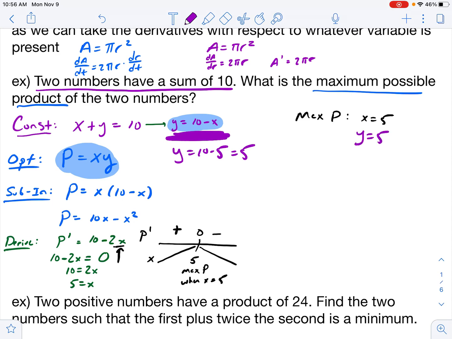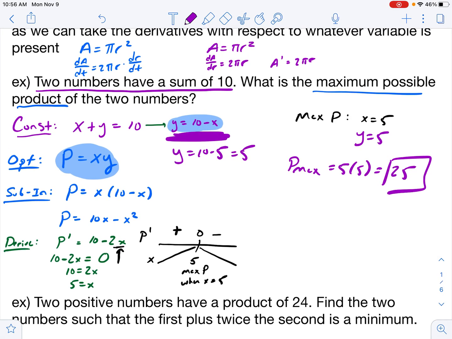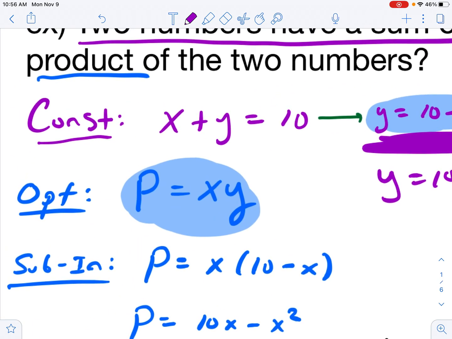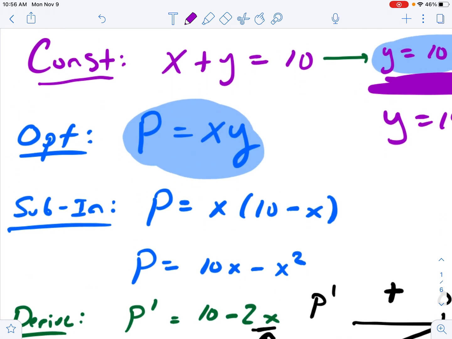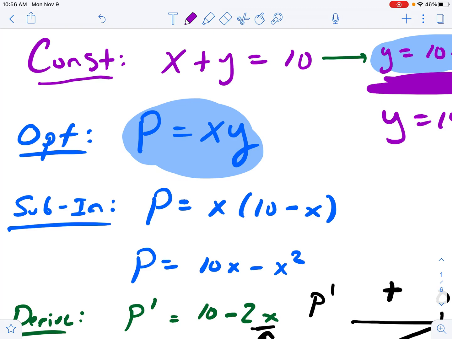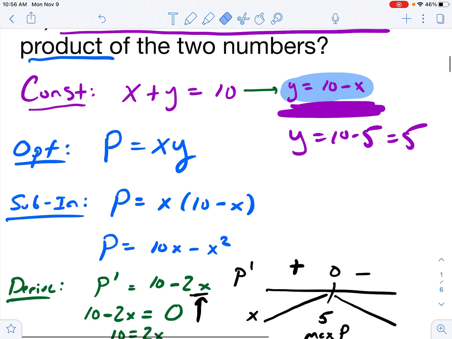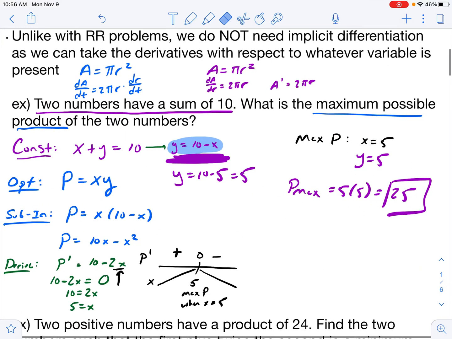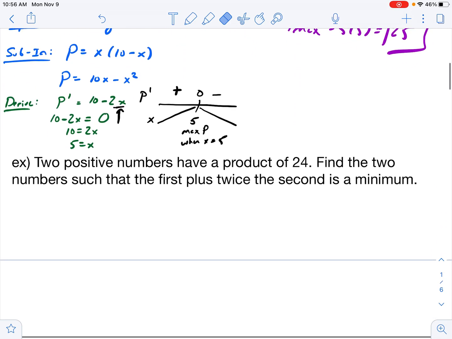And the max possible product is x times y, so max product 5 times 5 is 25. Take any two numbers that add to 10, the largest that they'll ever multiply to is 25 when both of those numbers are 5. Okay, and there's your first optimization question. Constraint: variable set equal to a constant. Optimization: the thing we want to max or minimize. Sub in, derive, go from there. Let's try the next one.